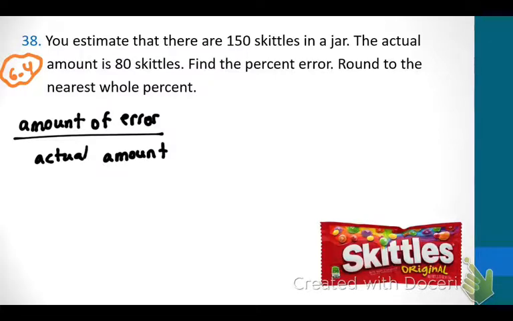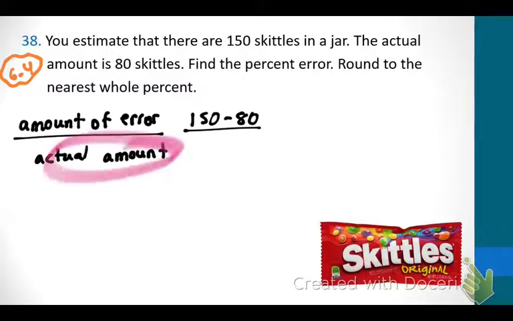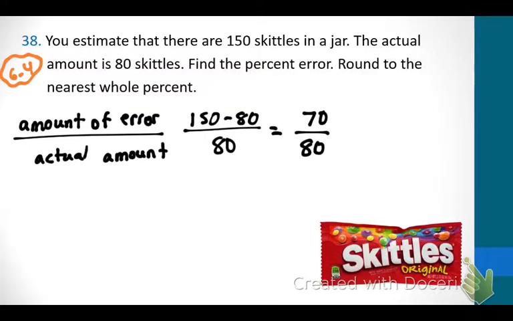All right, so the amount of error, here's the deal. You said by looking at a jar, I think there's 150, but there were not 150. How many were there? 80. How much error did you have? How far off were you in your guessing game? 70. How'd you figure that out? Okay, you took what you guessed and you subtracted the actual amount. Now it says divide it by the actual amount. Remind me again, guys, how many Skittles were actually there? 80. Okay, so you told me 150 minus 80 is 70. Now I have 70 divided by 80.